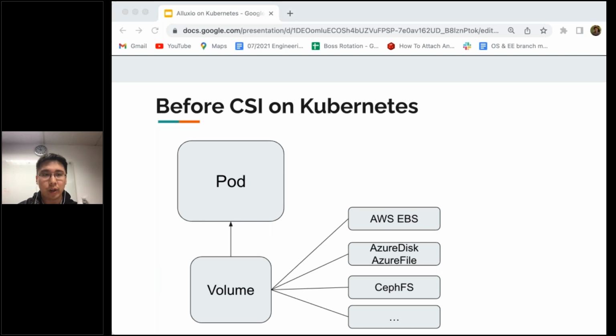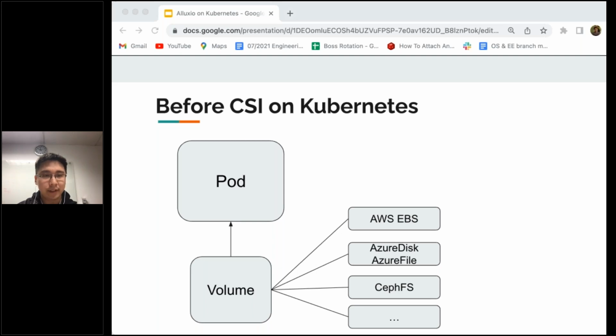So here is where our CSI, Container Storage Interface, kicks in. A little bit of background about what it is. CSI doesn't only apply to Kubernetes, but we'll only focus on how it works on Kubernetes today. So volume is the storage for Kubernetes pods. And we know there are many storage systems that want to be used by Kubernetes. For example, here I include AWS EBS, Azure Disk, Azure File, Ceph, etc.